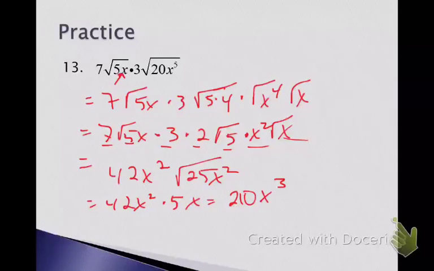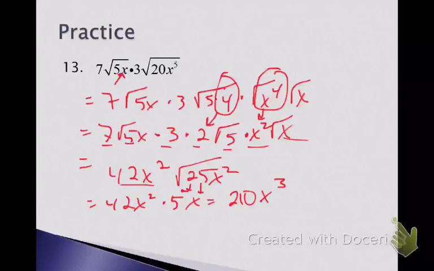X to the fifth we can split up into x to the fourth times x. Now the square root of 4 is 2. That's where this 2 came from. The square root of x to the fourth is x squared. So now you end up with 7 times square root of 5x times 3 times 2 square root of 5 times x squared square root of x. Now all the outside stuff, 7, 3, 2, and x squared multiplies out to 42x squared. And all the inside stuff, 5x, 5, and x multiply out to 25x squared. The square root of 25 is 5. The square root of x squared is x. And so 42x squared times 5x is 210x to the third.